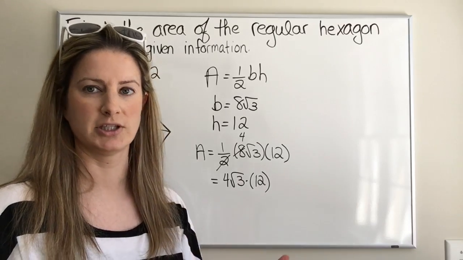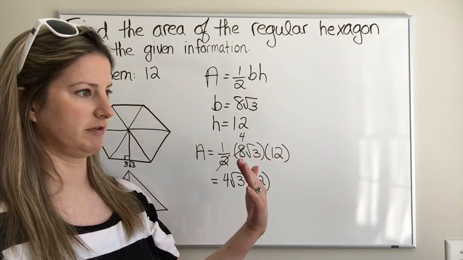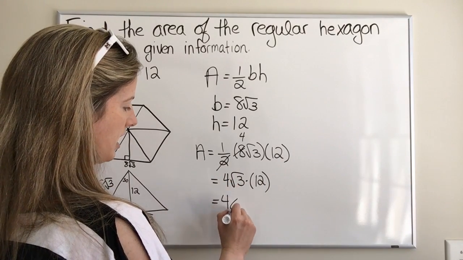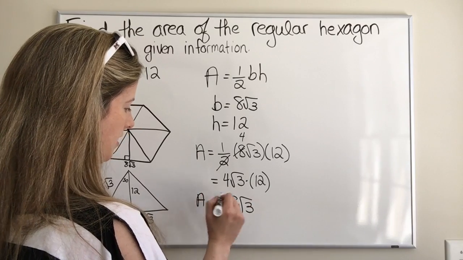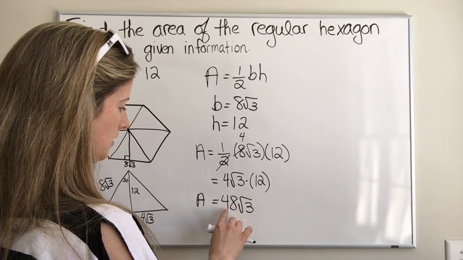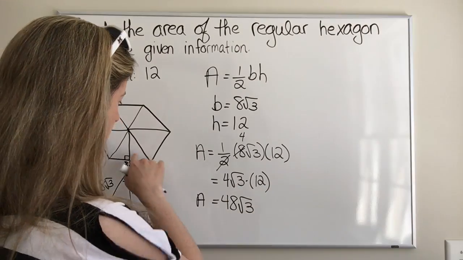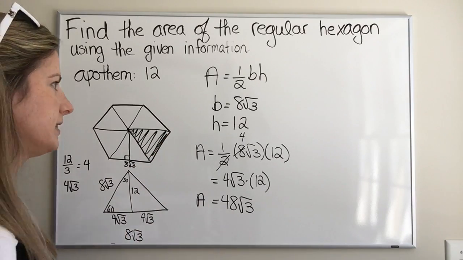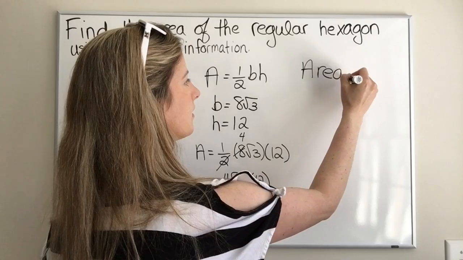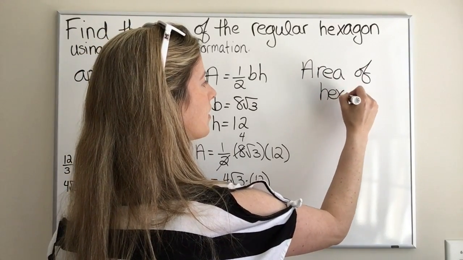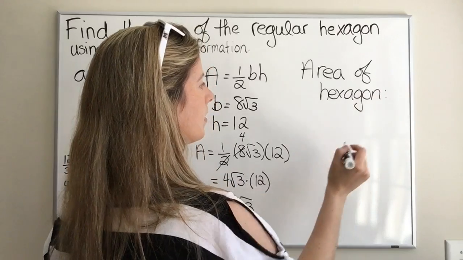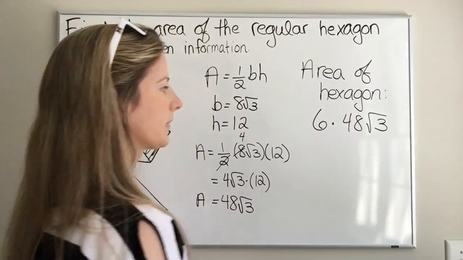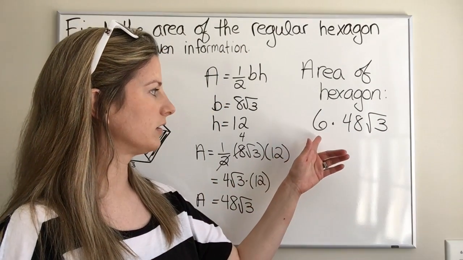For the area of one of the triangles, so 4 times 12. If you can't remember, think about doubling 12. So 12 doubles to 24, that's 12 times 2, and then double that again, and that's going to be 48. So it becomes 48√3 is the area of one triangle. So now we want the area of all 6, so the area of the hexagon, that's just going to be 6 times 48√3.